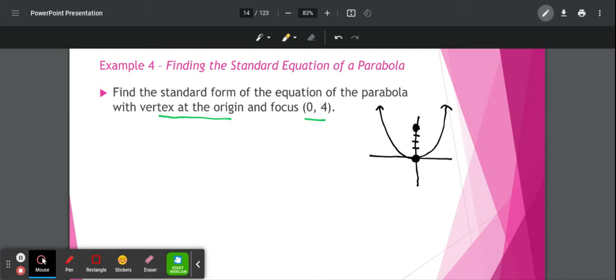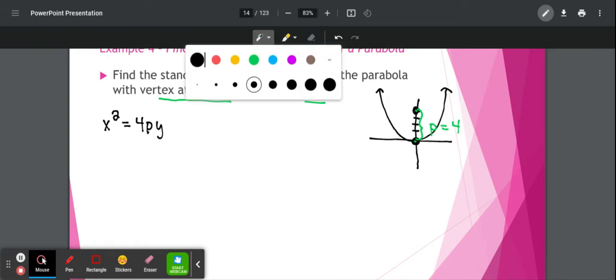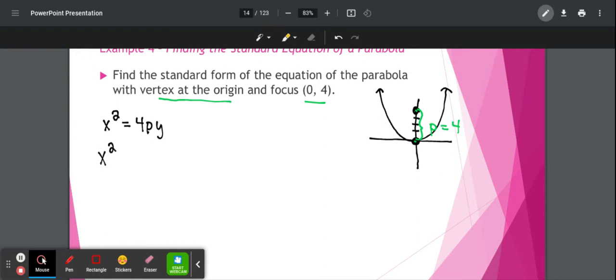So if I go back to my formula sheet, with the vertex at the origin for a vertical parabola, I know the standard form is x squared equals 4py. With this one, I don't have to find an h and a k because those are 0. All I have to do is figure out p. And remember, p is the distance from the vertex to the focus. If I go from the vertex to the focus, I'm going in a positive 4 direction, so p equals 4 in this case. If I were to write the equation, I would get x squared equals 4 times 4y, or x squared equals 16y.